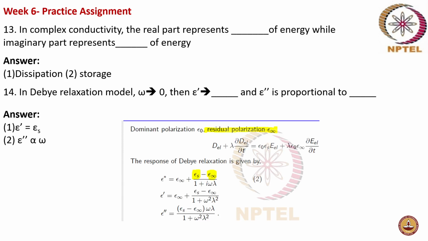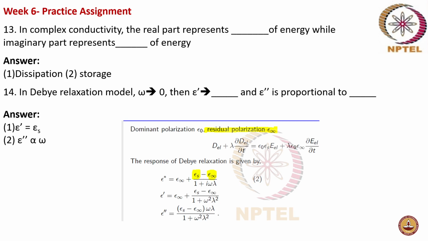How? Let's see. The response of Debye relaxation is given by, for epsilon prime, epsilon infinity plus epsilon s minus epsilon infinity by 1 plus omega square lambda square. So when omega tends to 0, obviously the denominator here is 1, so you'll get epsilon infinity plus epsilon s minus epsilon infinity. You end up with epsilon s. That is fine. Whereas in case of epsilon double prime, when omega tends to 0, in the denominator it will be just 1, because omega tends to 0, so obviously your denominator is 1. So that means your epsilon double prime is proportional to omega.